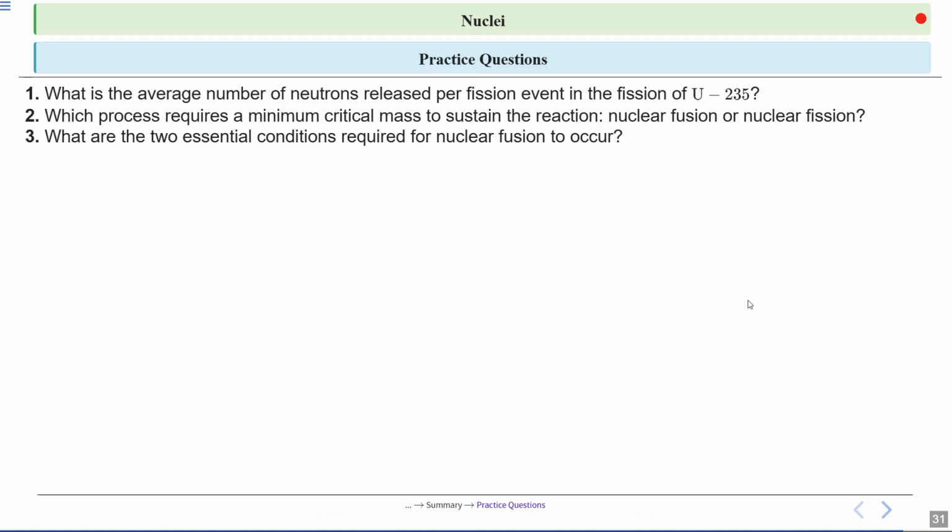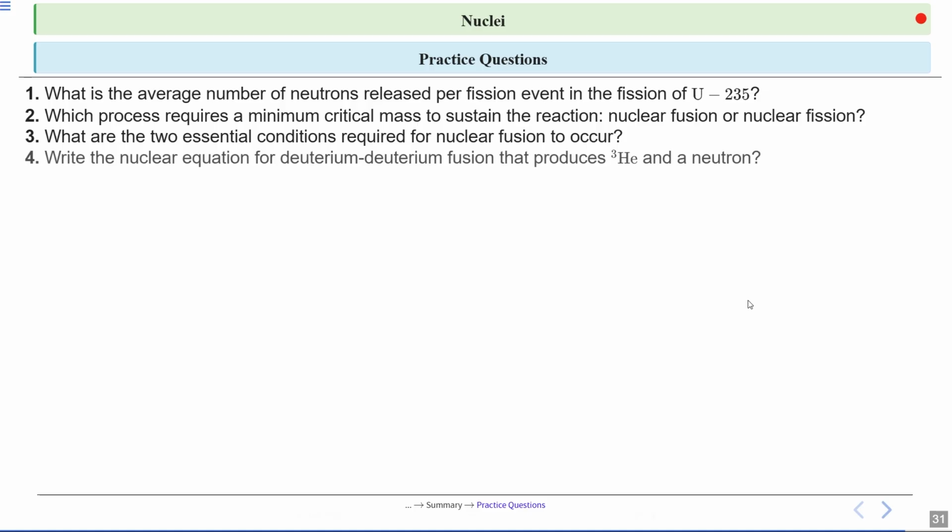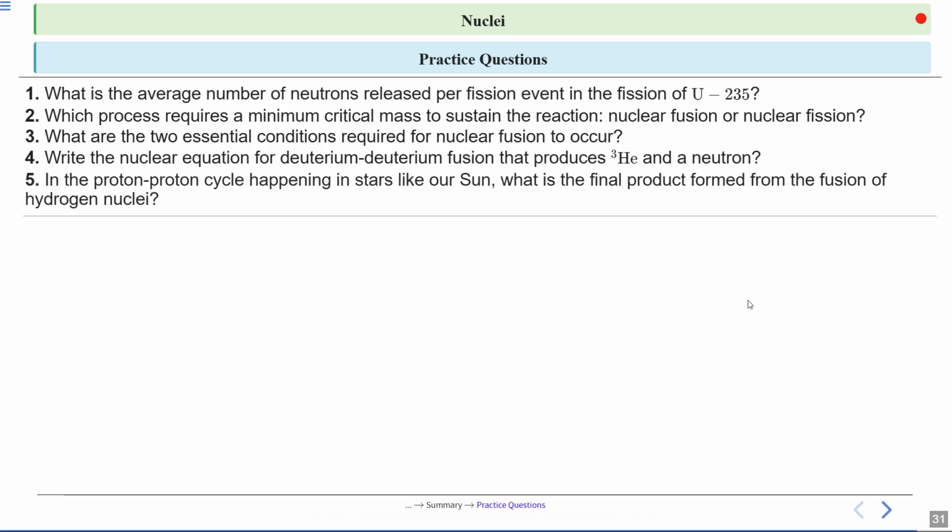The next question asks about nuclear fusion and what conditions are necessary for it to happen. Here we are asked to write the nuclear equation for deuterium fusion that produces helium-3 and a neutron. Finally, let's look at the proton-proton cycle in stars like our sun. The question asks for the final product when hydrogen nuclei fuse.